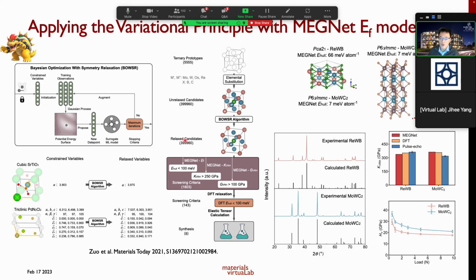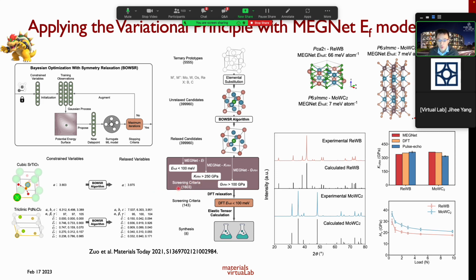And after that, with the relaxed crystal structures, we can then use our MEGNet formation energy, bulk modulus, and shear modulus models to predict these properties. And using these machine learning predicted properties, we can already screen out the majority of our 400,000 crystal structures, right? So out of the 400,000 crystal structures, only about 1,600 of them have an energy above hull of less than 100 meV per atom, a bulk modulus of greater than 250 gigapascal, and a shear modulus of greater than 100 gigapascal, okay?